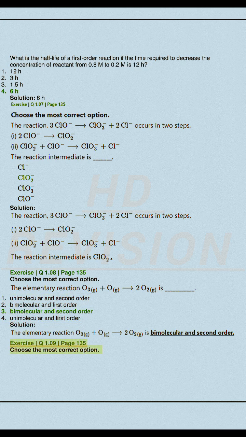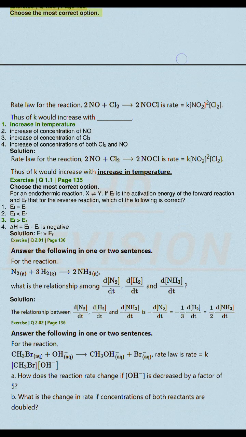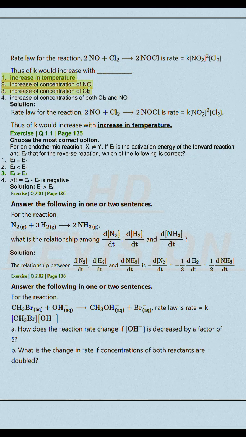Exercise Q 1.09, page 135. Choose the most correct option. 1) Increase in temperature, 2) Increase of concentration of NO, 3) Increase of concentration of Cl2, 4) Increase of concentrations of both Cl2 and NO. Solution.